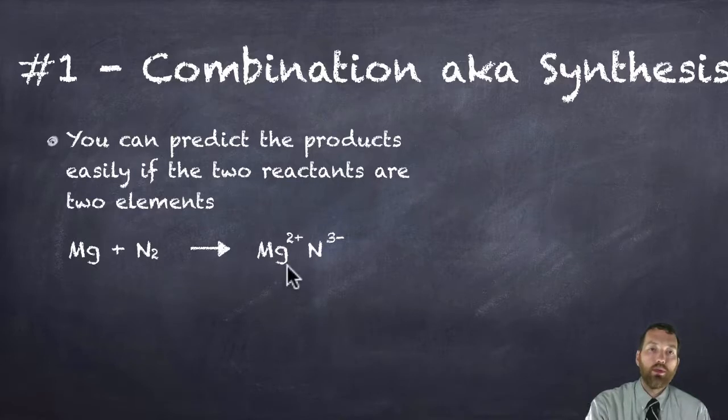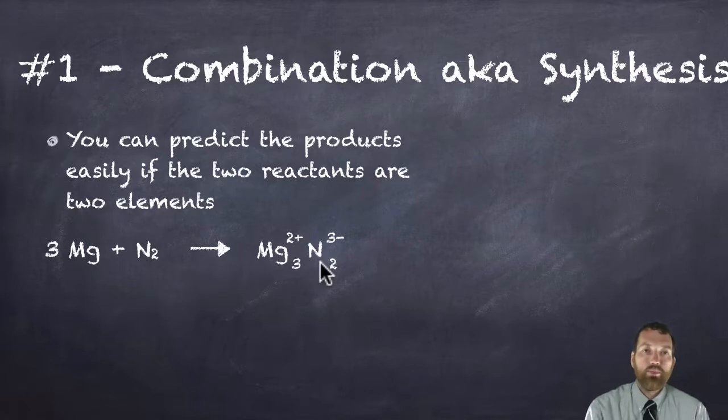And this one I do. 1, 2 plus does not balance out 1, 3 minus. So I need to cross this 3 here and then this 2 there. So Mg3N2. And then the last step, of course, is to balance to make sure you're obeying the law of conservation of mass. On the right I have 3 Mgs. On the left I have 1, so I'll put a 3 there. And my N's are balanced. 2 N's on the left, 2 N's on the right.